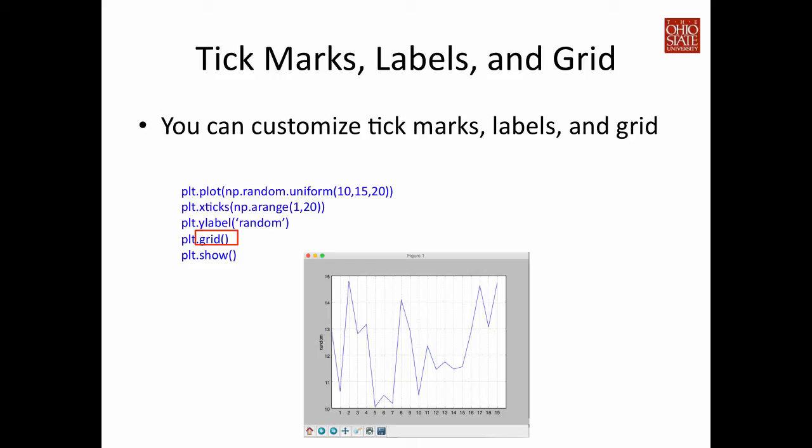You can see that on the x-axis we have 20 tick marks. On the y-axis we have a label called random, and the grid is very clear. That helps you to see the exact value of the function value.